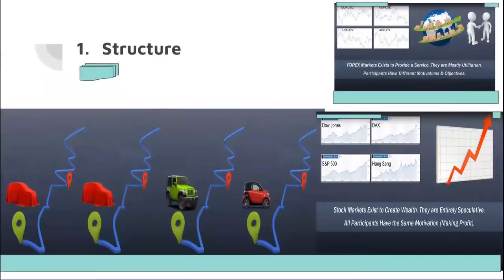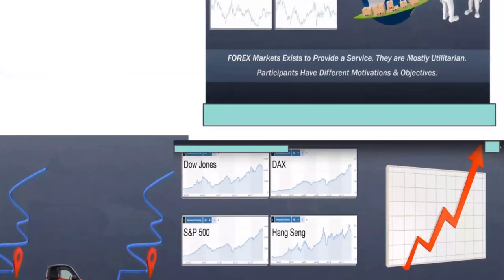For example, we know that everything about each chart is based on structure. Stock structure, or even each currency pair's structure, will differ because of some factors. For example, we say that forex markets exist to provide a service. They are mostly utilitarian. Participants have different motivations and objectives. That is the forex market, the foreign exchange market, which is the most common one we trade.